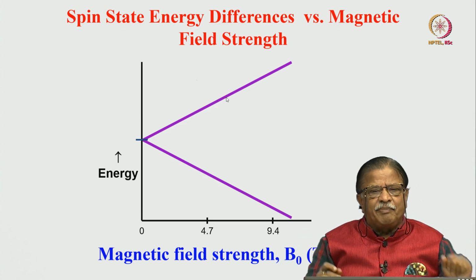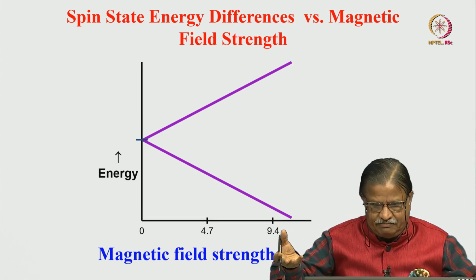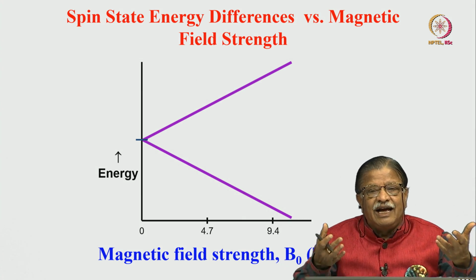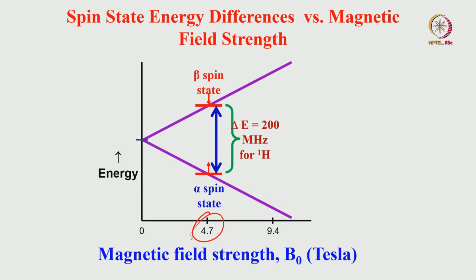The energy level gets separated out because the frequency doubled. Frequency is related to energy separation. As a consequence, when I double the magnetic field, the energy state difference also gets doubled. This is what happens. For example, at a given magnetic field, 4.7 Tesla, this is alpha state and the beta state. I calculate the energy difference and let us say this is 200 megahertz.